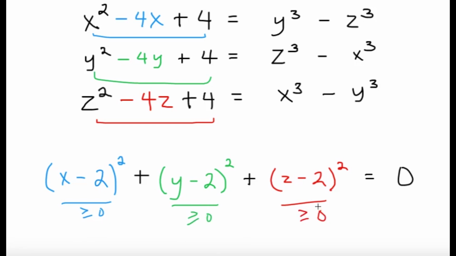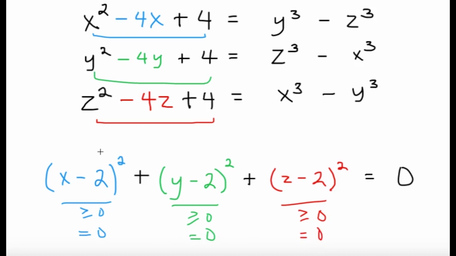Now we can easily make the analysis that if any of these are positive, so if any of these are not equal to 0, then at least one of these 3 must be negative. So since the minimum possible value of the left hand side is going to be 0, then it should be the case that x minus 2 quantity squared equals 0, y minus 2 quantity squared equals 0, and z minus 2 quantity squared equals 0.